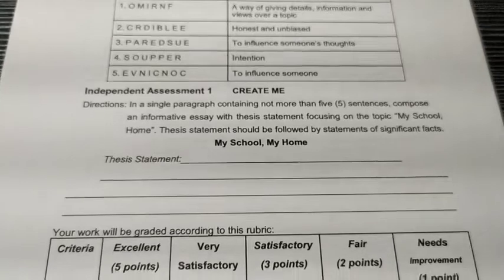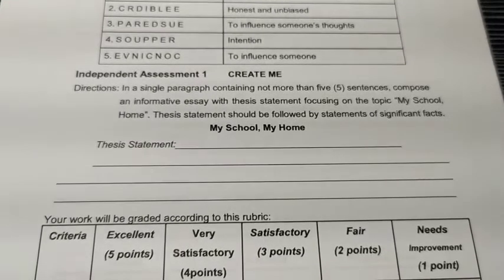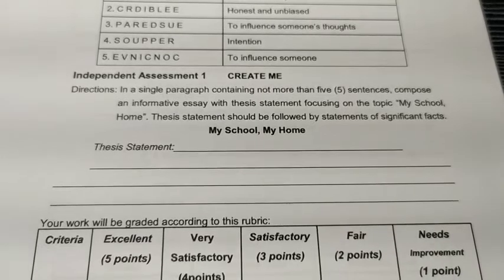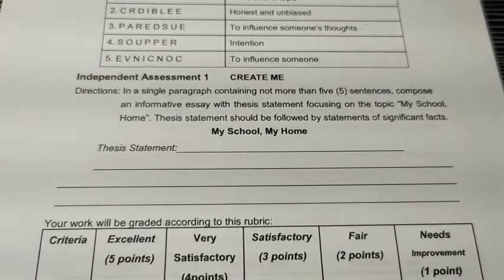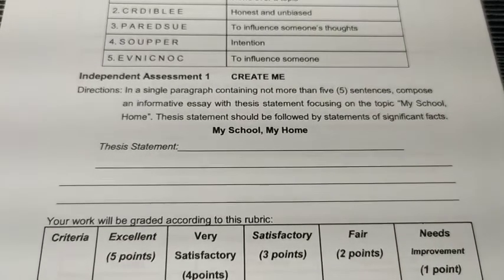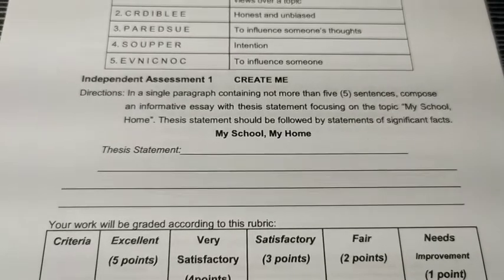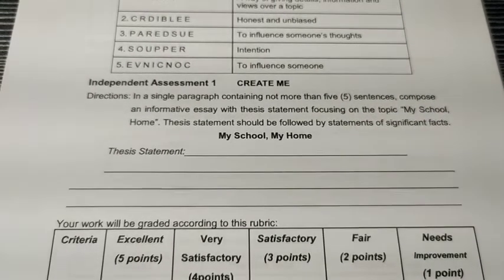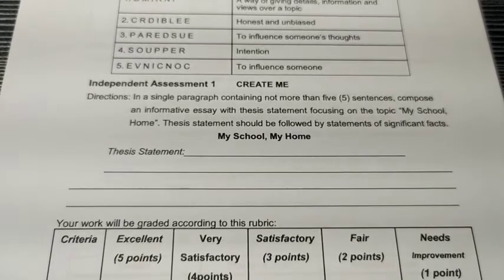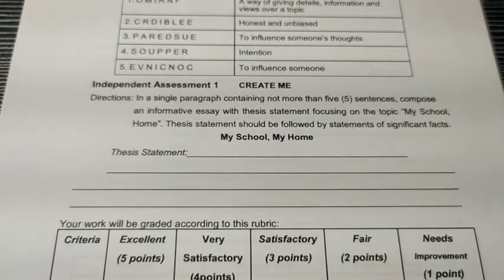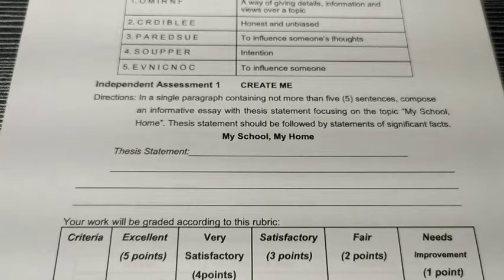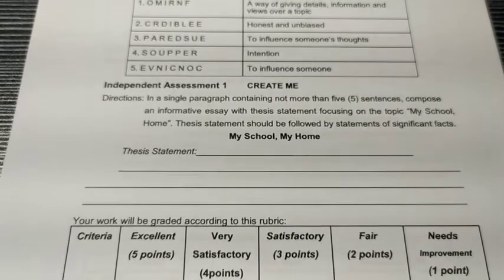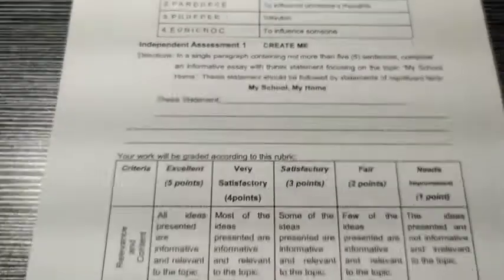And independent assessment 1, create me a single paragraph containing not more than 5. So the maximum number of sentences will be 5. So it should be 5 and below only. So it's about my school, my home. So the thesis statement about my school, my home. Meaning of thesis statement, it is your general statement, and it will be the central idea of your text. So it is the rubric.